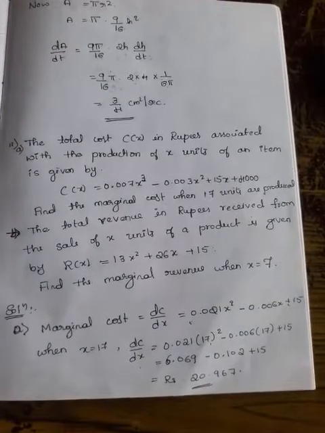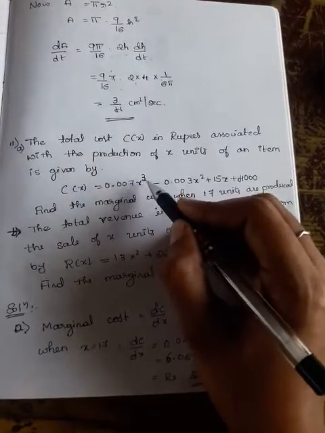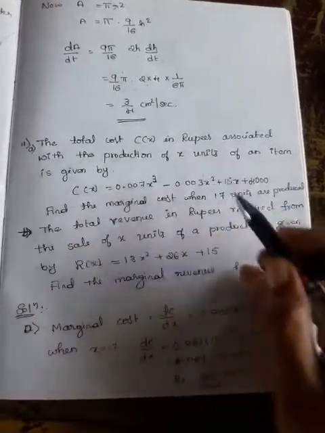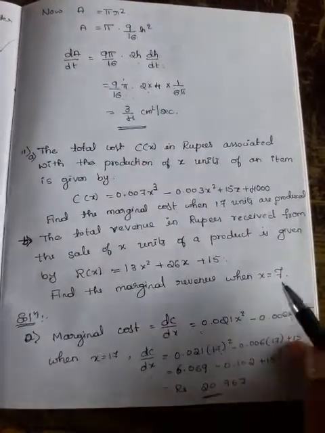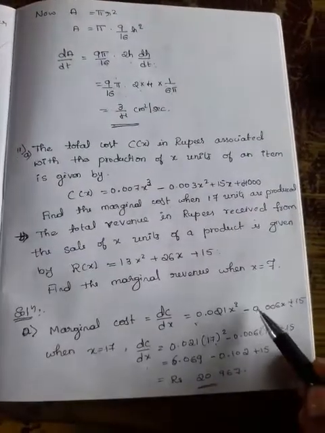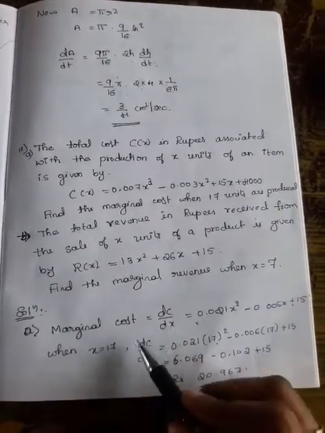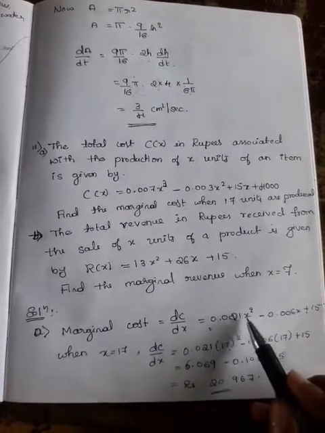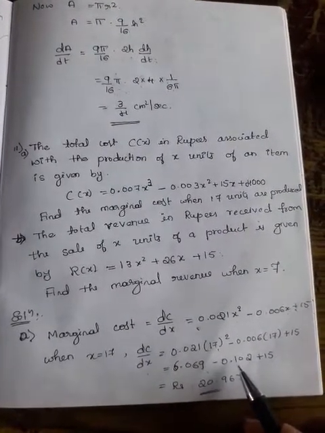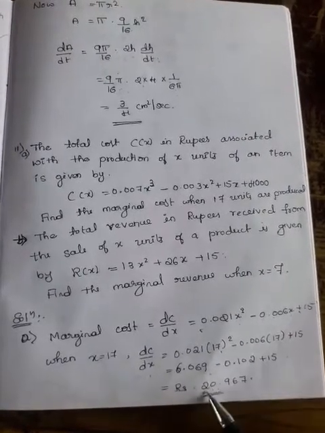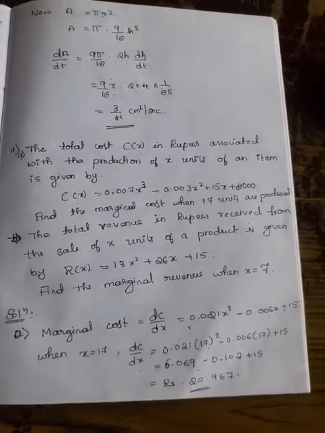So to find the marginal cost, dC by dx is equal to the differentiation of x cube is 3 into x square, 3 into 0.007 is 0.021 into x square, minus the differentiation of x square is 2x, 2 into 0.003 is 0.006 into x, plus the differentiation of 15x is 15, and x is equal to 17. Substitute the value of x is equal to 17 here. We will get 6.069 minus 0.102 plus 15. The answer is 20.967 rupees.